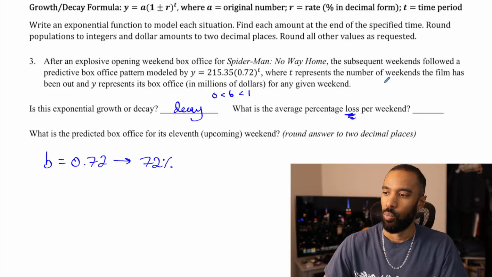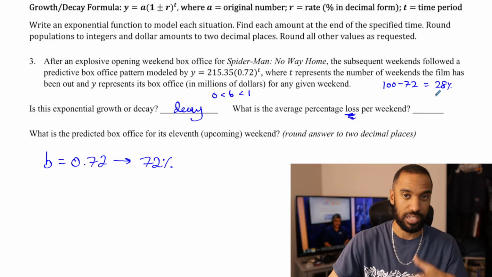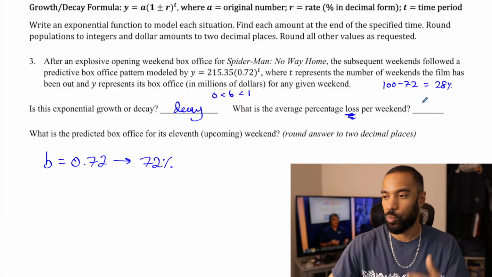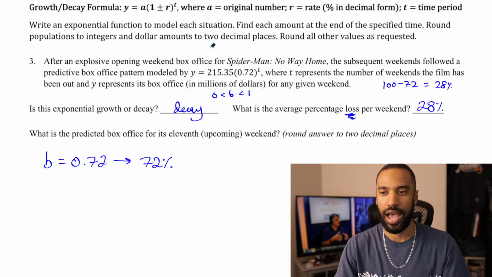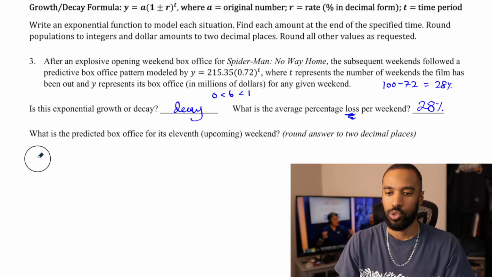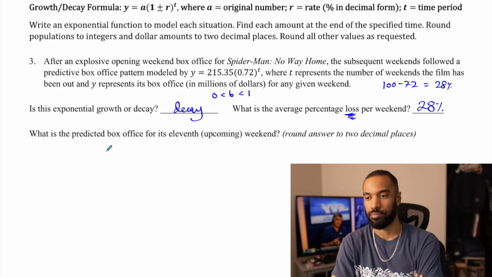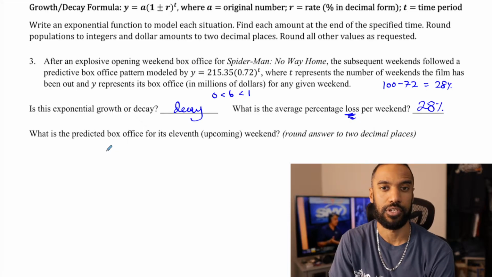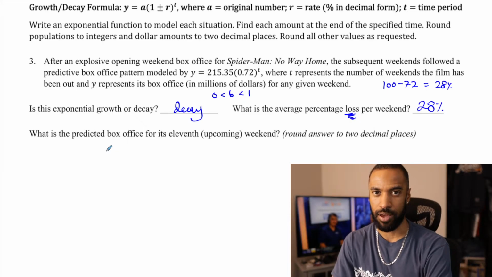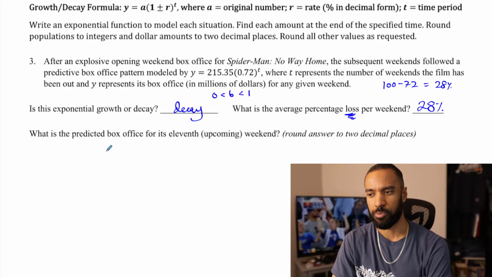You take 100 minus 72, and that gets you 28%. It's basically 100 minus 28 is 72. You're taking 28% off of whatever number you had to get there, right? A 28% drop from the previous weekend would get you there to 72% of. Like if you have a sale that's 40% off of something, that means you're only paying 60% of the amount, 100 minus 40. So that's kind of the way to look at it, the average percentage loss.